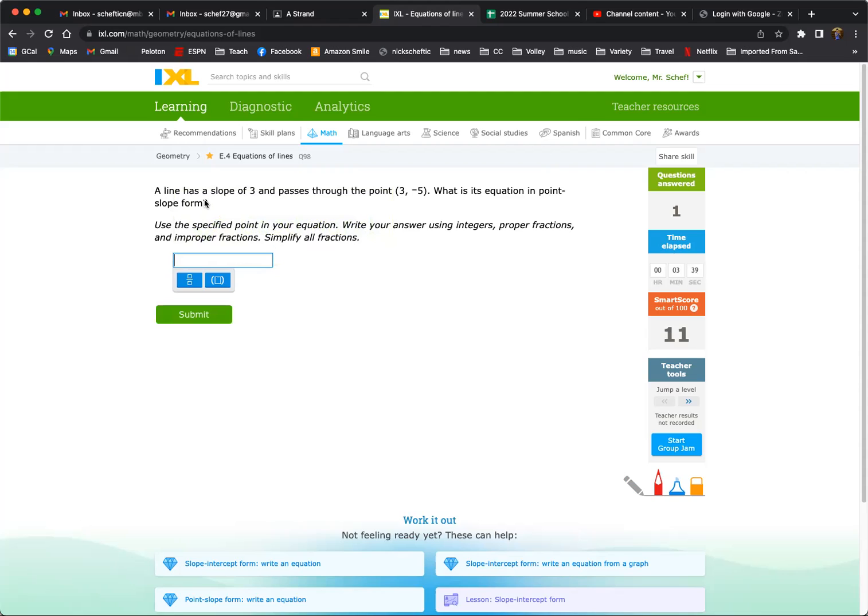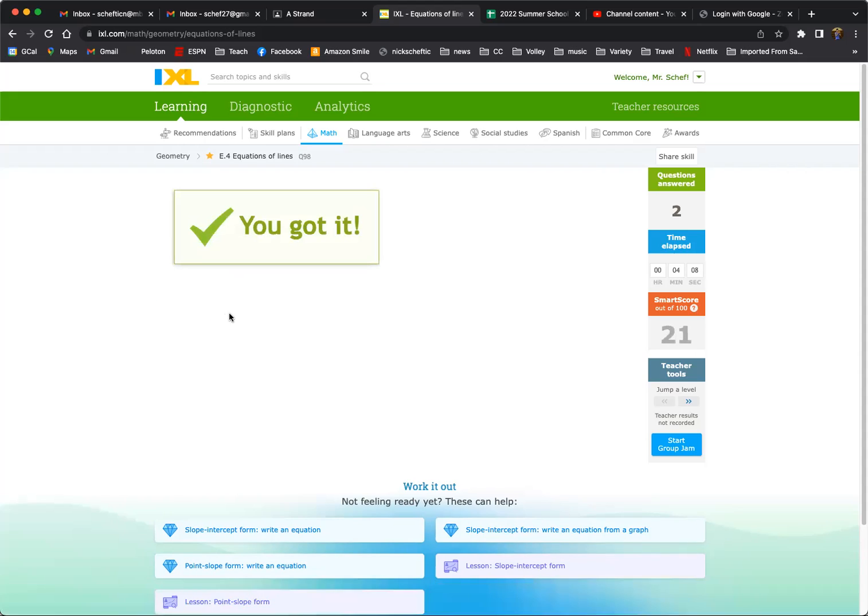All right, this one is a line that has a slope of 3 and passes through this point. So what is the equation in point slope form? We use that same point slope formula again. So I have my y minus y1. y1 in this case is -5, so a minus is going to be a plus. So we're going to change that to a plus. And then we have our slope, which is 3, and we do parentheses x minus 3. Okay, so this should be our point slope formula right there.